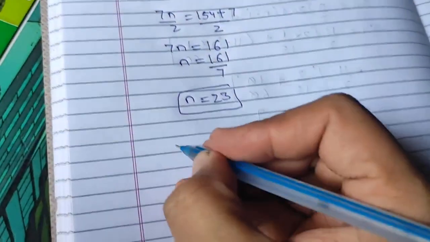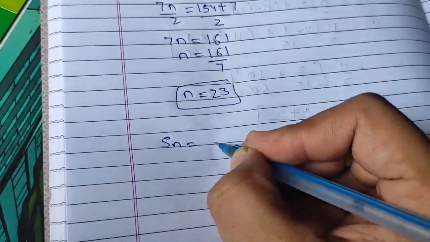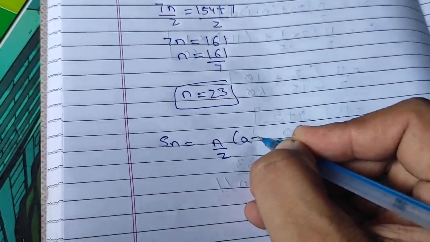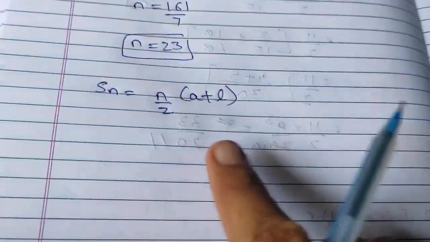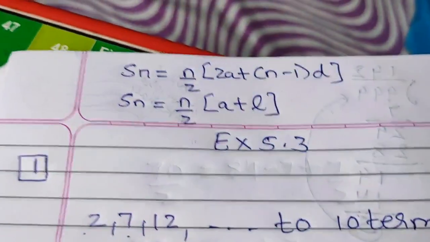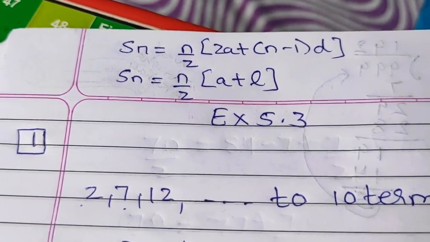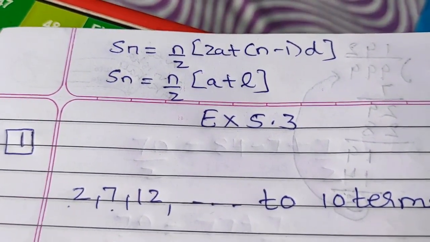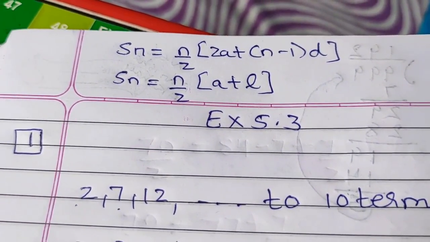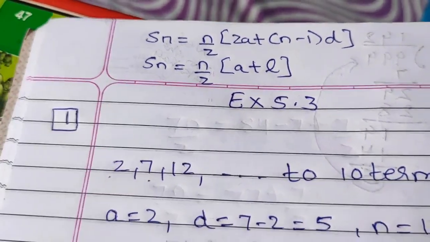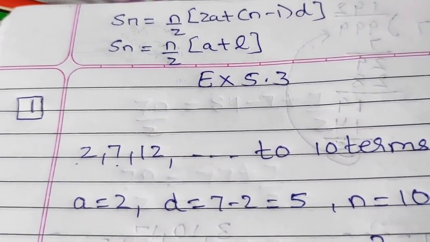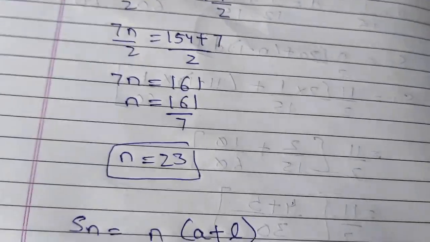And now we have to find Sn. So Sn equal to n upon 2 into (a plus l), because the last term is given to us. Just check, the value of the last term is given to us. So we will use the second formula. Students, can we use the first formula in this sum? The answer is certainly yes. The first formula you can use anywhere. Whichever formula you use, the answer will remain the same. So I am using this formula.